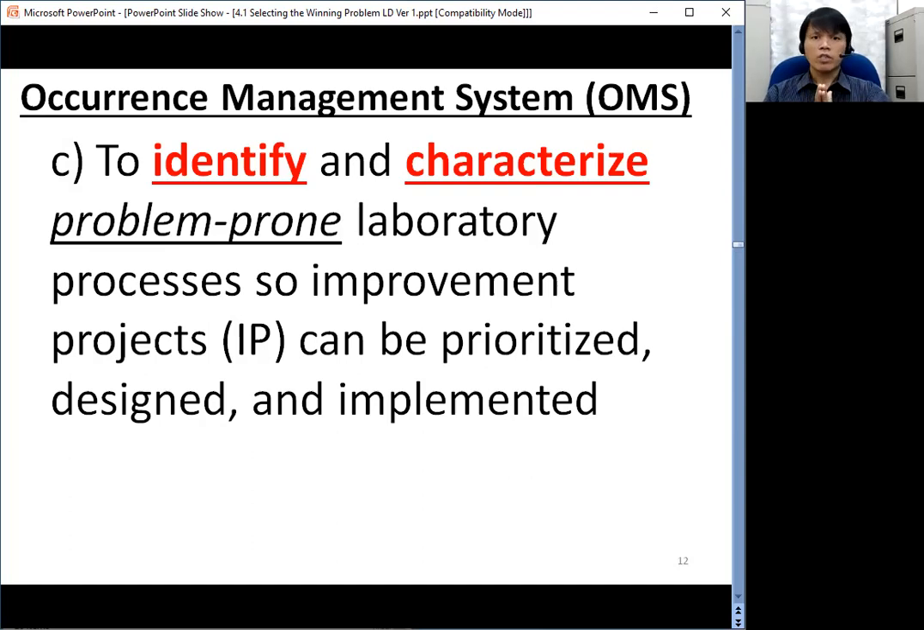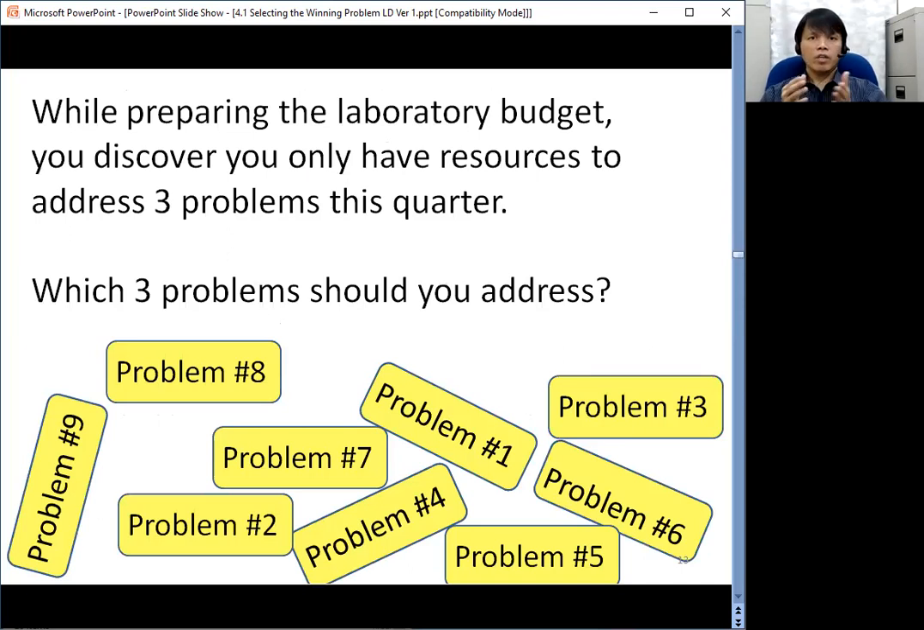We all understand the instruction to identify in this statement, but it's also important to explore and fully understand what characterize problem-prone laboratory processes may mean. When you hear the word accident-prone area, it means that several accidents have occurred in that area. Similarly, problem-prone laboratory processes means several problems have been observed in that particular process, meaning there's an increase in frequency of problems. Now, here's a scenario.